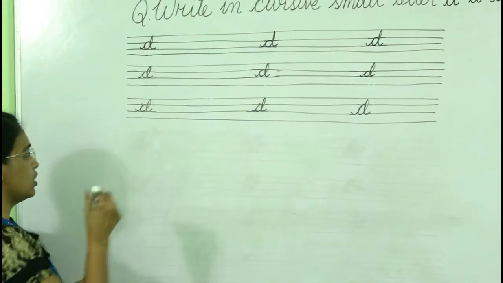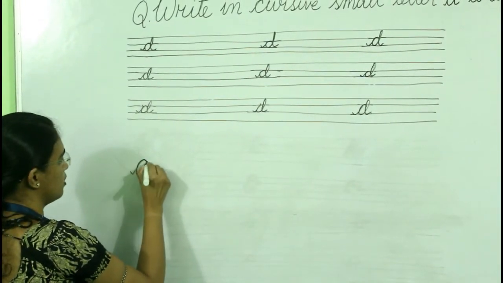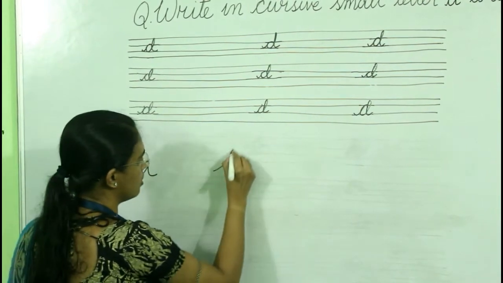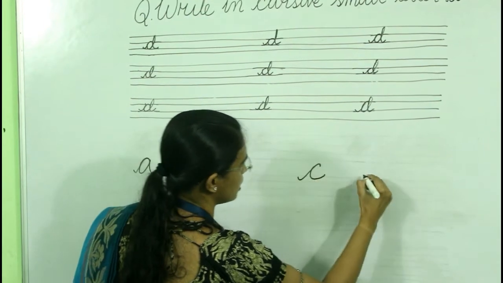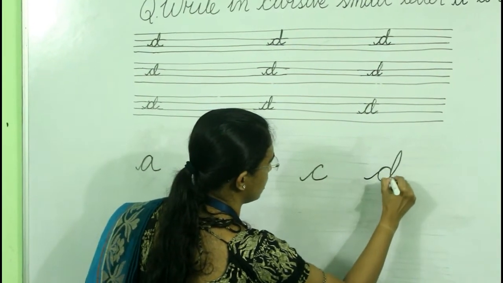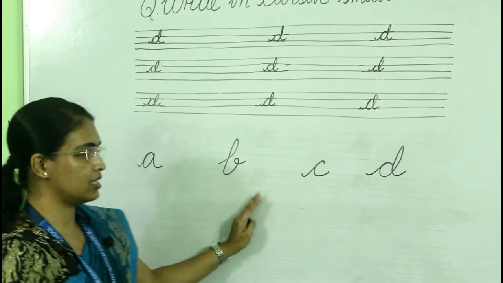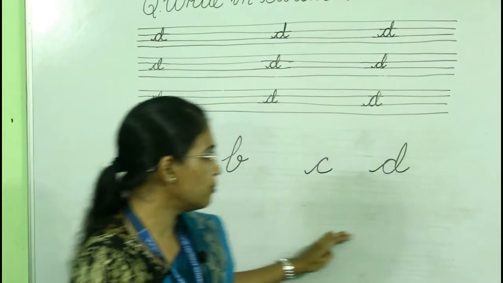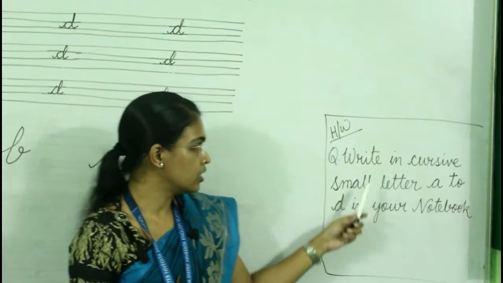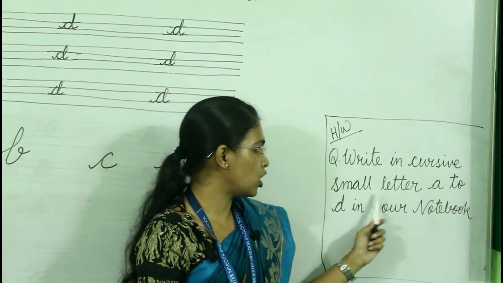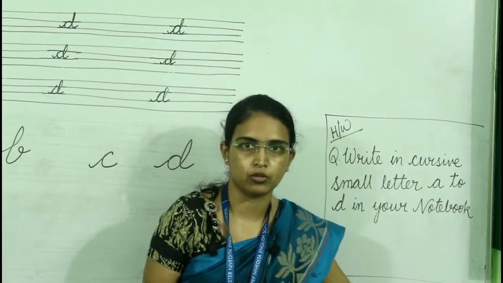So we have learned today cursive small letter A, cursive small letter B, cursive small letter C and cursive small letter D. So practice these things in your home. Okay, do the homework. This is your homework. Write in cursive small letter A to D in your notebook.